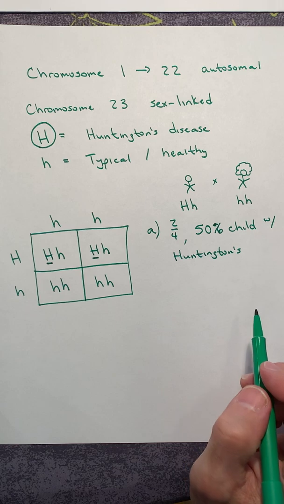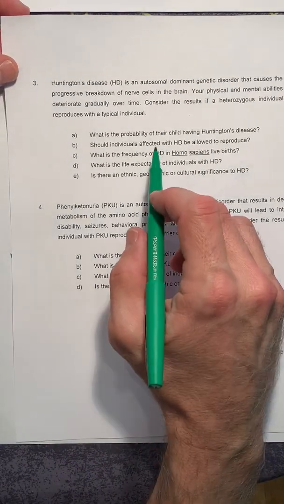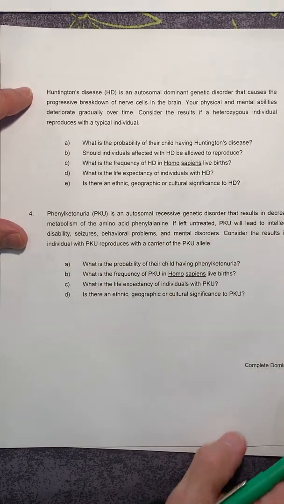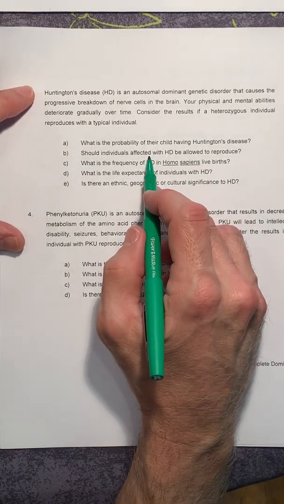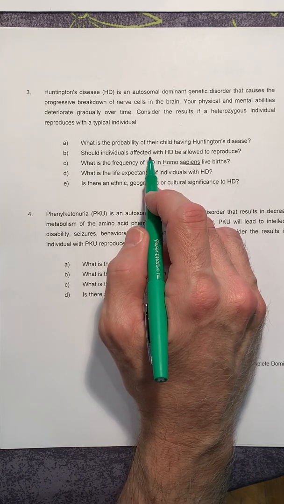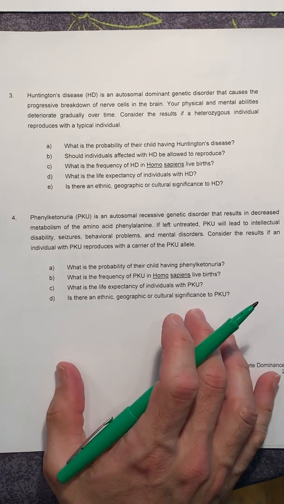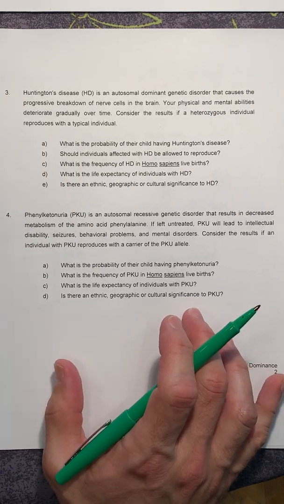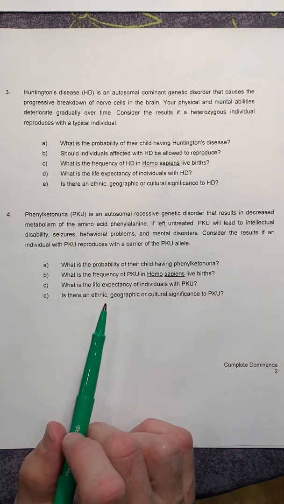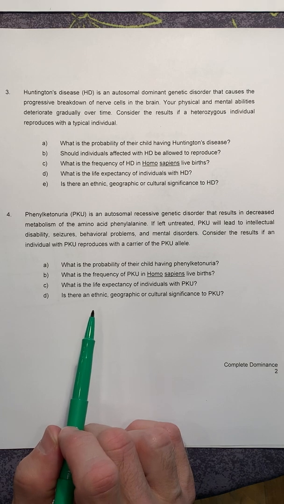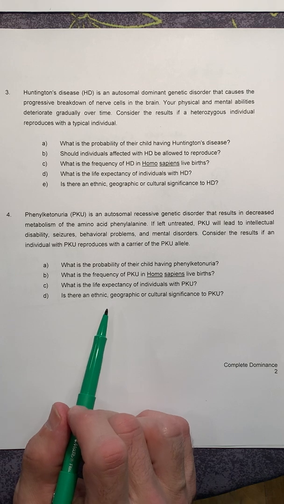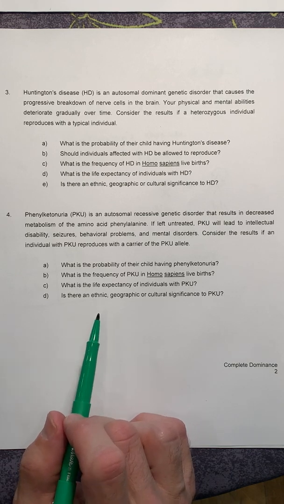Then, part B. It says, should individuals affected with HD, Huntington's disease, be allowed to reproduce? I'm asking your opinion here. There's no way to get this wrong. Some people say, yes, they should be able to reproduce. It's totally up to them. And other people say, no, you can't do that. There's a 50% chance, and that's cruel or mean or inconsiderate to the child. You should think about this. What would you do if you were in this position? If you had Huntington's and you knew that you had a 50% chance of having a child that would suffer from the same condition, would you still have children? It's something to think about.